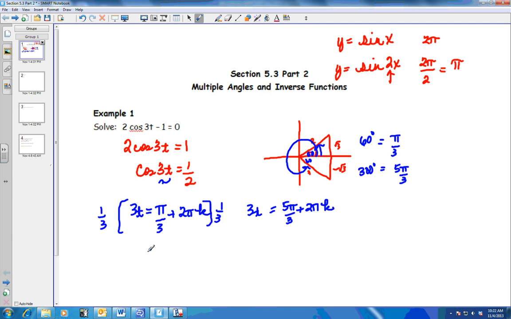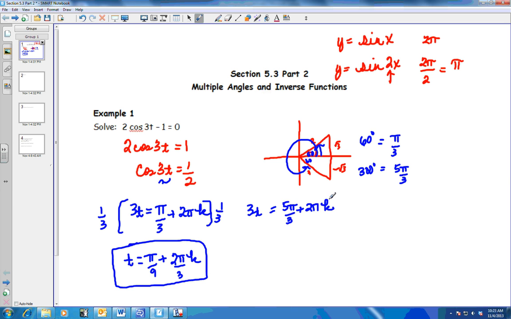So that's what I'm going to do. My 3's here cancel, and I get t equals pi over 3 times 1/3, which is pi over 9, plus, and since I have to multiply everything by 1/3, this 2 pi is going to change. It's going to be 2 pi over 3 k, which kind of makes sense because my period is going to change. It's not going to be 2 pi anymore. It's going to be 2 pi divided by this number 3. So that's going to be 2 pi over 3 k. So that's one answer.